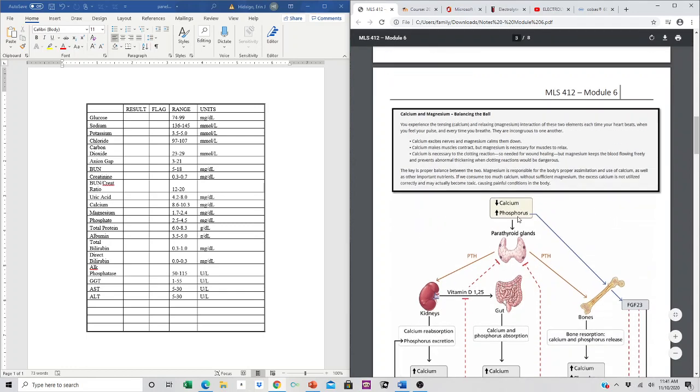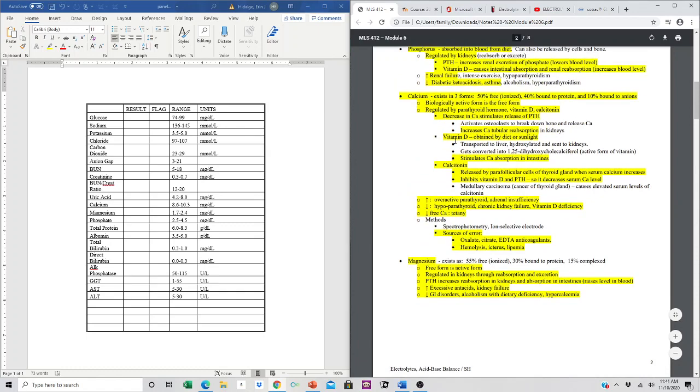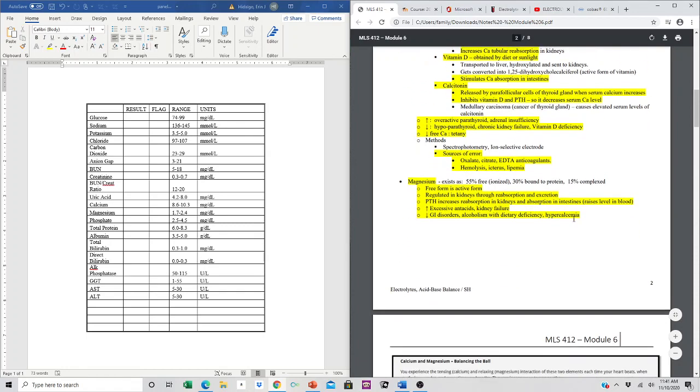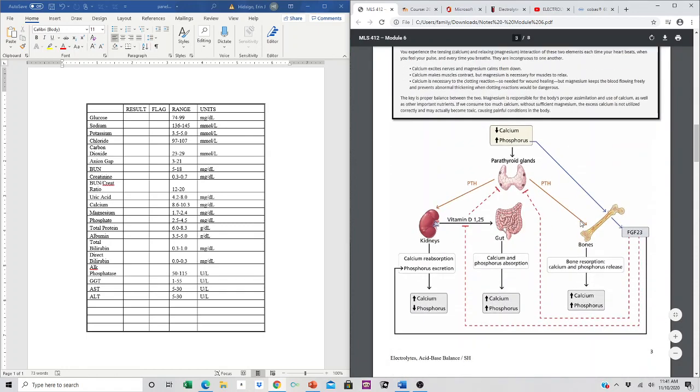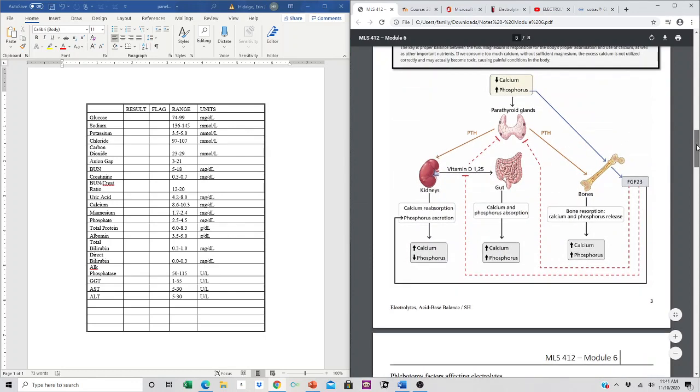Now, calcium and phosphorus, so number 1 and number 2, also have a relationship with each other. And that is in this diagram here. The parathyroid glands are involved because they release PTH. We're going to ignore that little message.